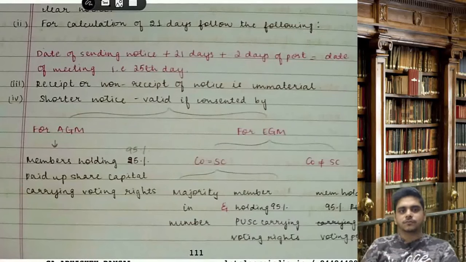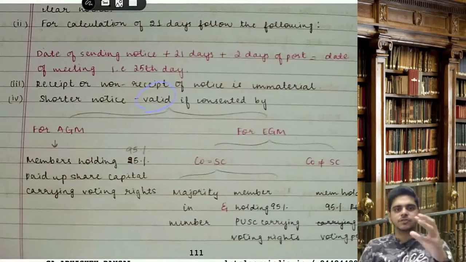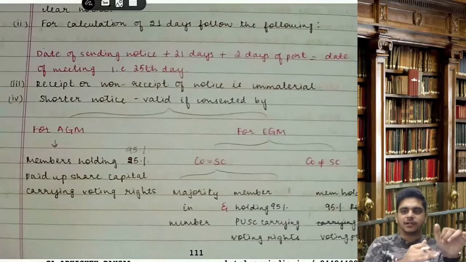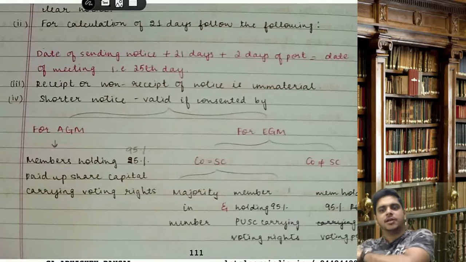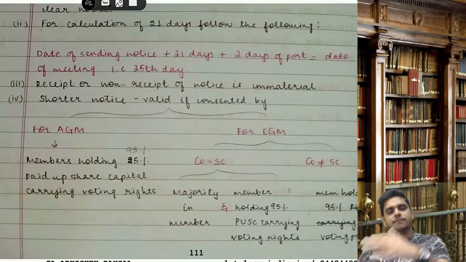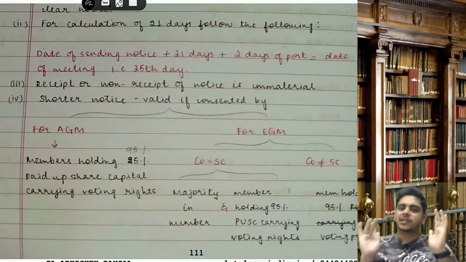Now, shorter notice, generally, it says there should be a gap of 24 days. And the 25th day should be the date of meeting, not earlier than that. 25th, 26th, 27th, 28th, 29th, 30th, you can have later, but not earlier than that. But for MCQ, you will write 21 clear days. For calculation, it is 25th you will take, but for MCQ, it is 21 clear days.